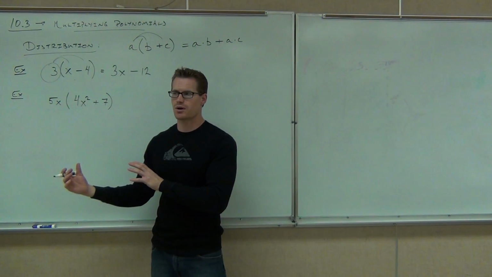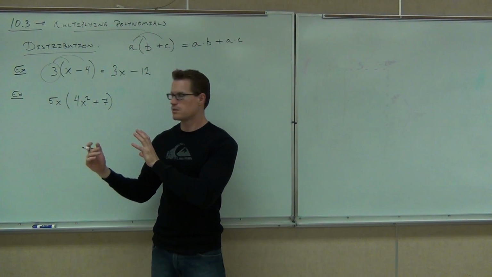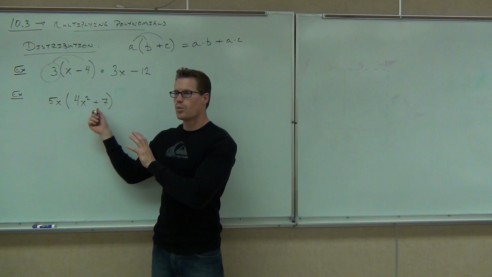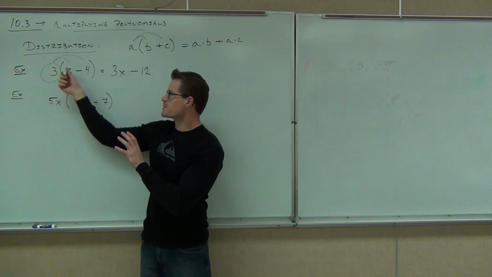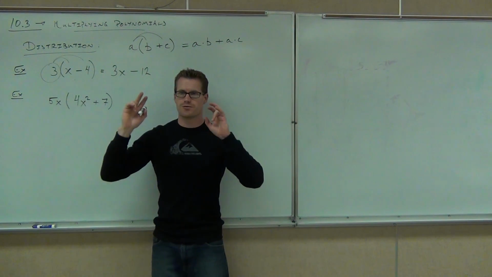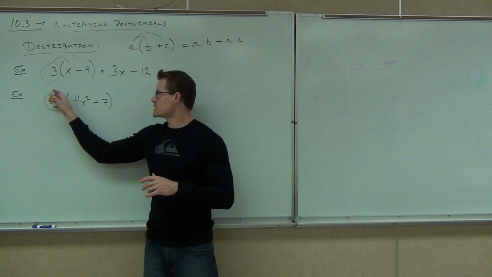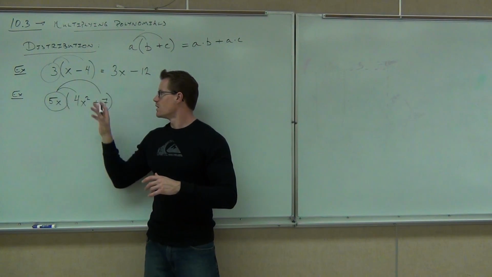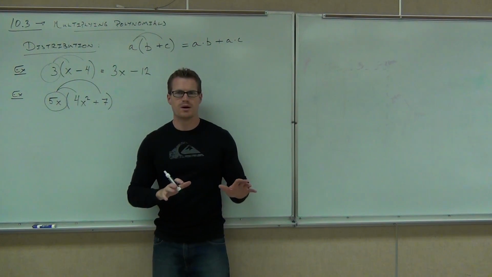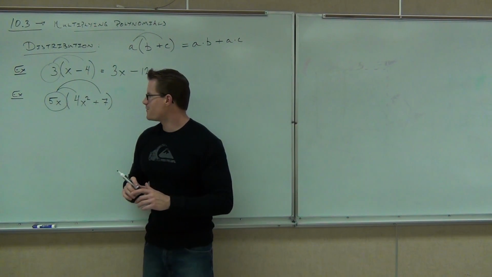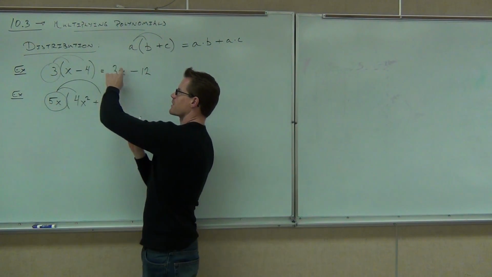How many terms are inside your parentheses? 2. Yeah, what are they? 4x squared and 7. What's outside? 5x. So just like we multiplied the 3 times the x and the 3 times the negative 4, we're going to multiply 5x times each of those terms. Now I'm going to write it out because I want you to see where this is coming from. Check this out. If I've got my 5x times my 4x squared, I did my 3 times x. That's how I got 3x.